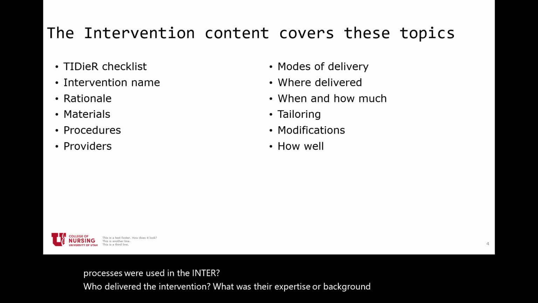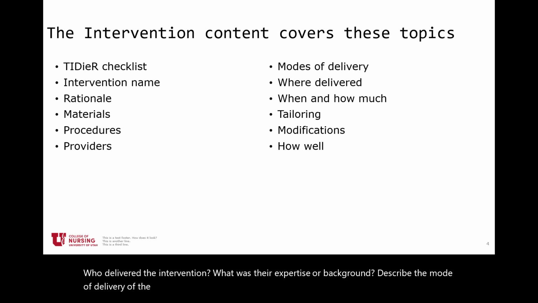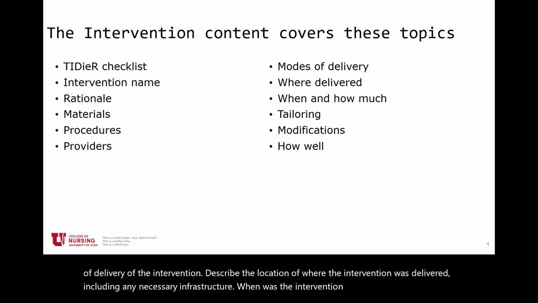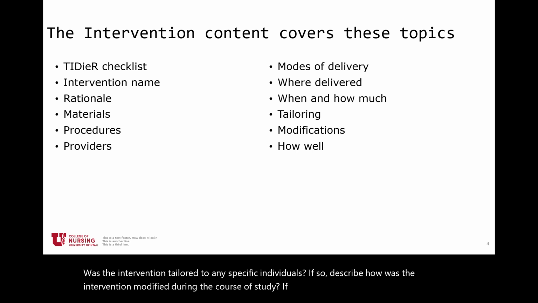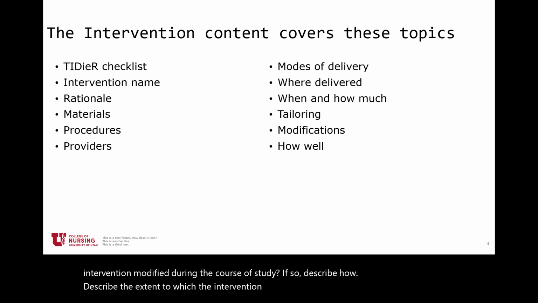Describe the mode of delivery of the intervention. Describe the location of where the intervention was delivered, including any necessary infrastructure. When was the intervention delivered and how often? Was the intervention tailored to any specific individuals? If so, describe how. Was the intervention modified during the course of study? If so, describe how. Describe the extent to which the intervention was delivered as planned.